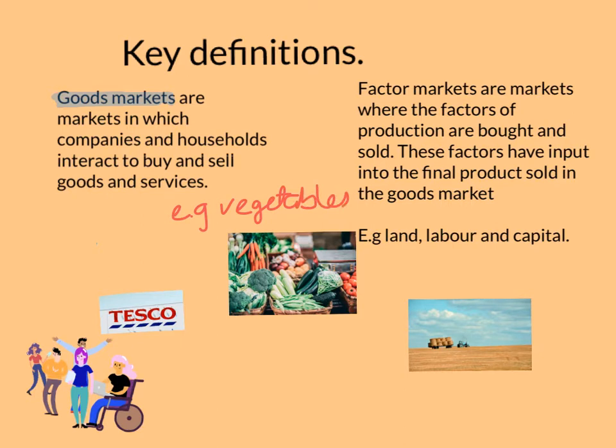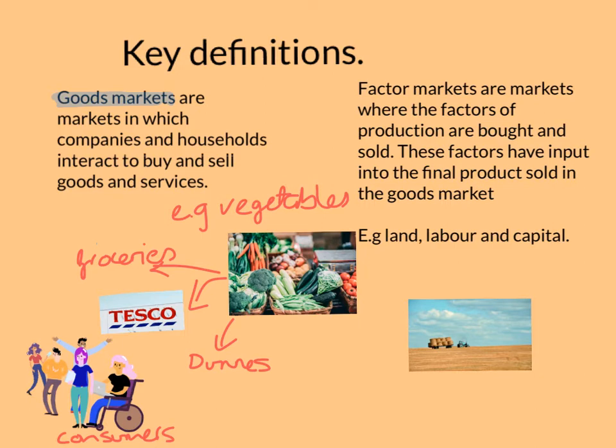So we know the market is the likes of Tesco. We could also have Dunnes. We could have some grocery shops. And in some cases farmer markets as well. And that is how our consumers, so these guys here, avail of the product. So that's what we call our goods market. They're the markets in which companies and households interact to buy and sell goods and services.